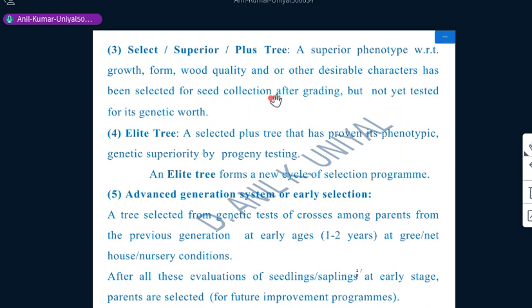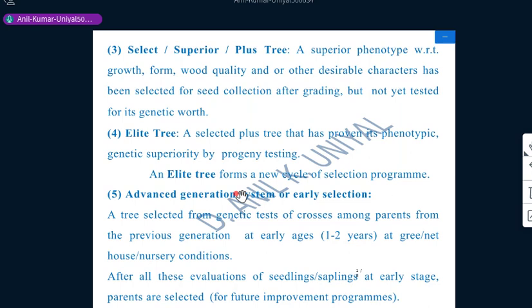Then for future establishment of a seed orchard or clonal orchard, or for any other seed collection purpose, those elite trees are suggested or marked in the field also. Then we can say an elite tree also forms a new cycle of the selection program.